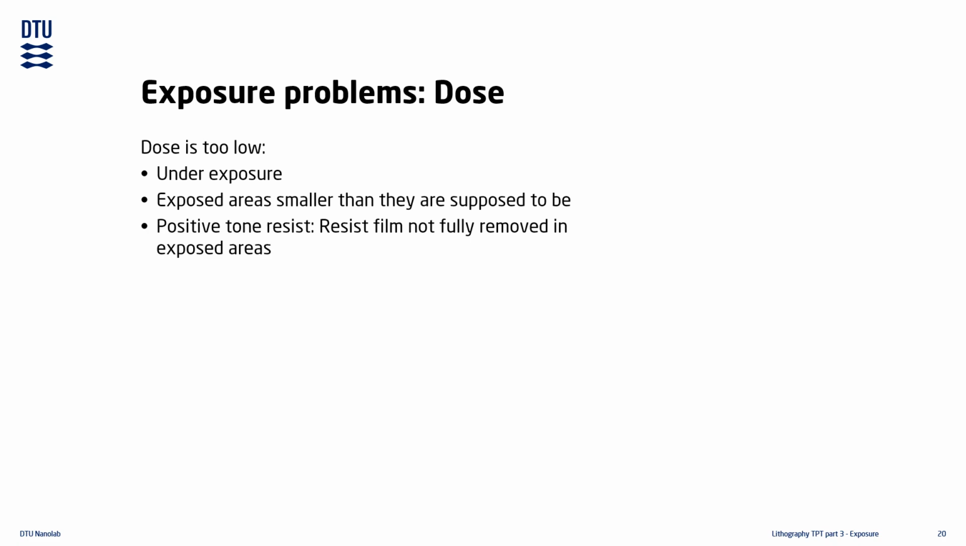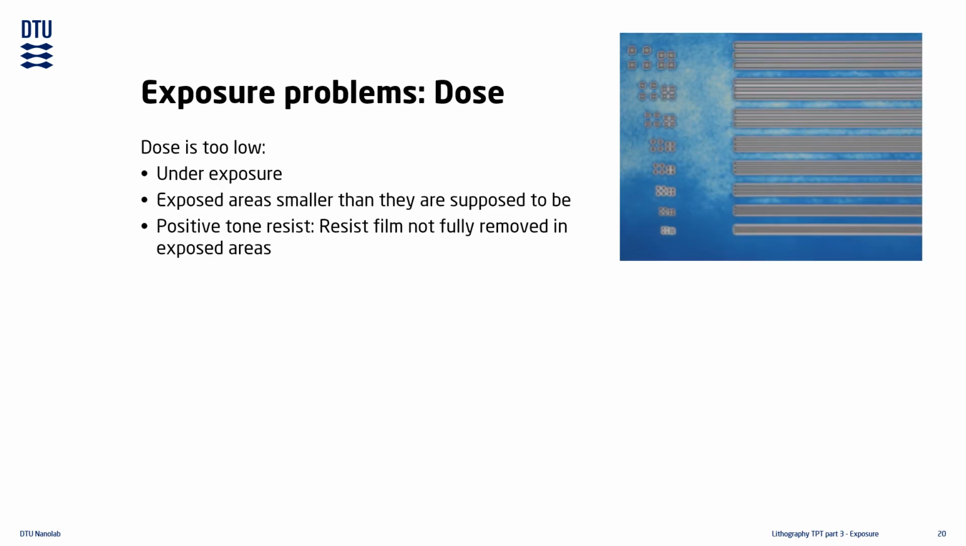This is almost always displayed in a quite colorful manner, as can be seen in this example, where the blue color is residual resist film which should have been removed. The actual color of the residual resist is determined by the thickness of the film.